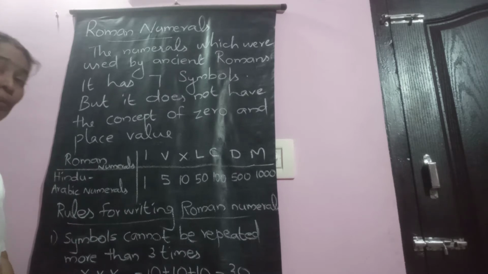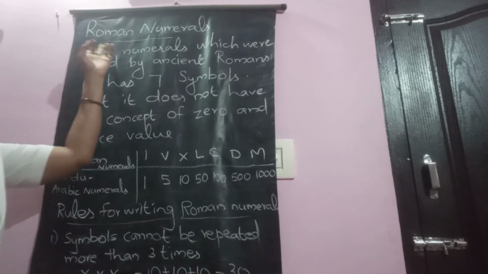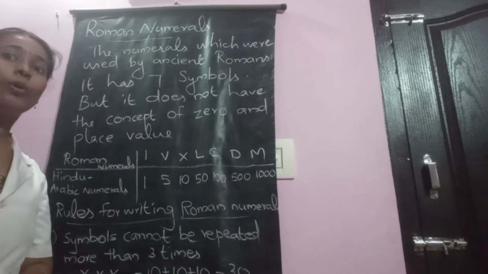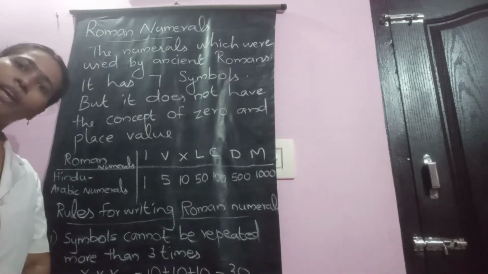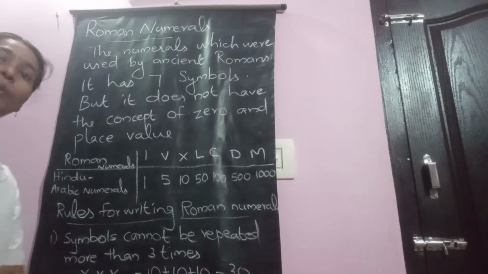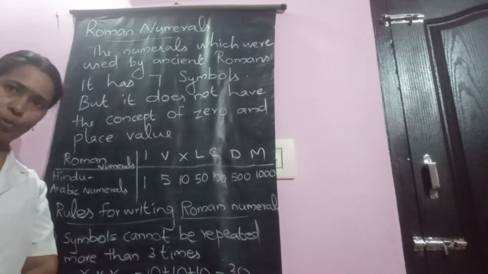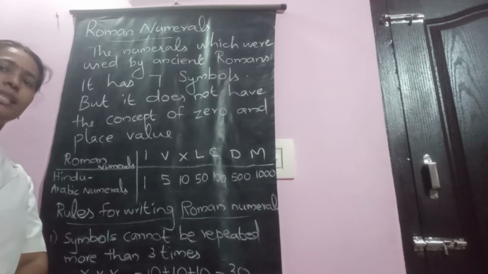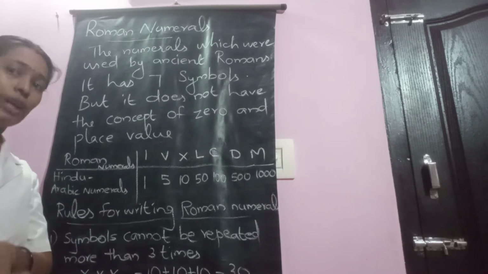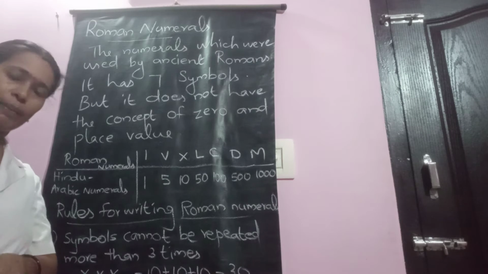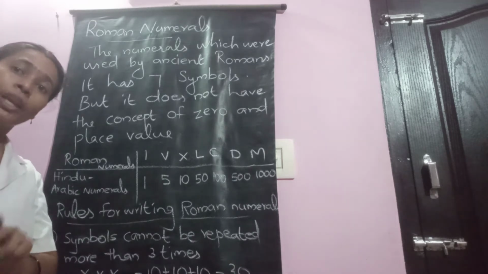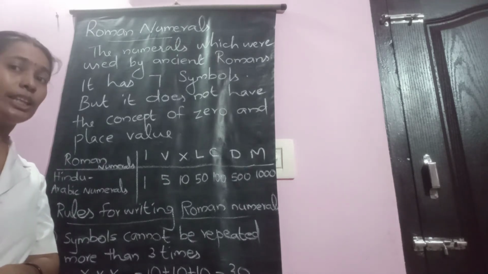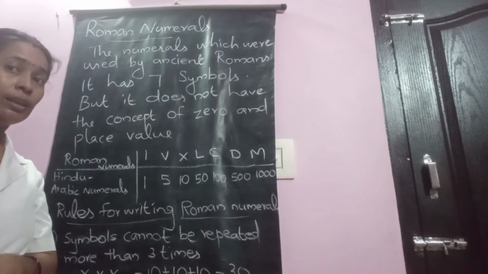Today we are going to study a new system of numerals called Roman numerals. Actually, what have we studied? We have studied about Hindu-Arabic numerals. What is the Hindu-Arabic numeral? The numeral system which we use now was first used by Hindu mathematicians, then by Arabic mathematicians. That's why it is known as Hindu-Arabic numerals.